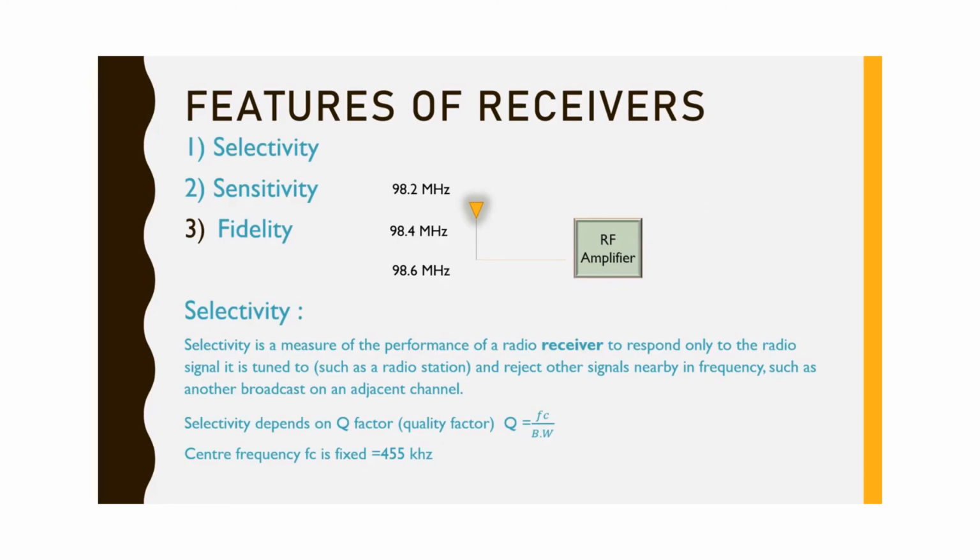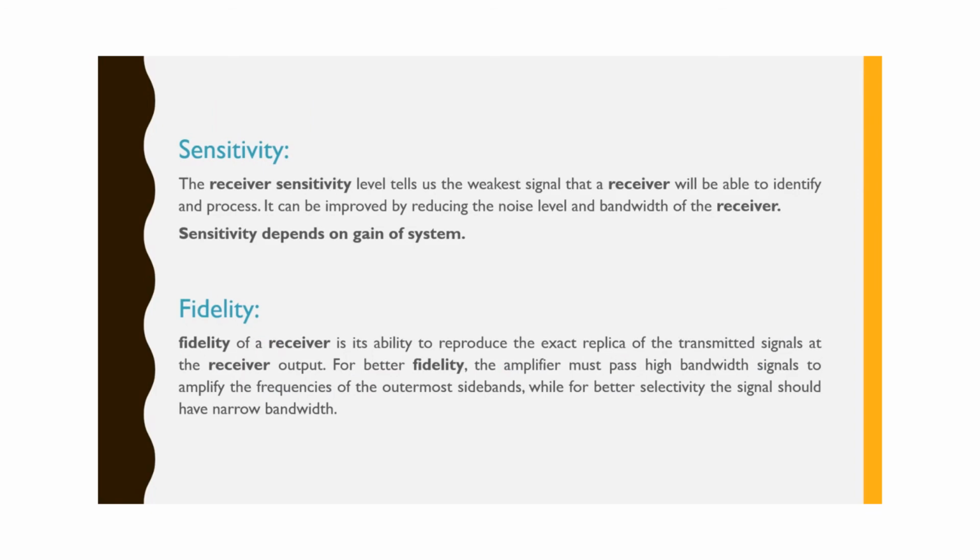Second parameter of receiver is sensitivity. Sensitivity level tells us the weakest signal that a receiver will be able to identify. Or we can say sensitivity is the ability of receiver to pick weak signal and amplify it. It depends on gain of amplifier. If gain is better, sensitivity will be better. High gain means good sensitivity.